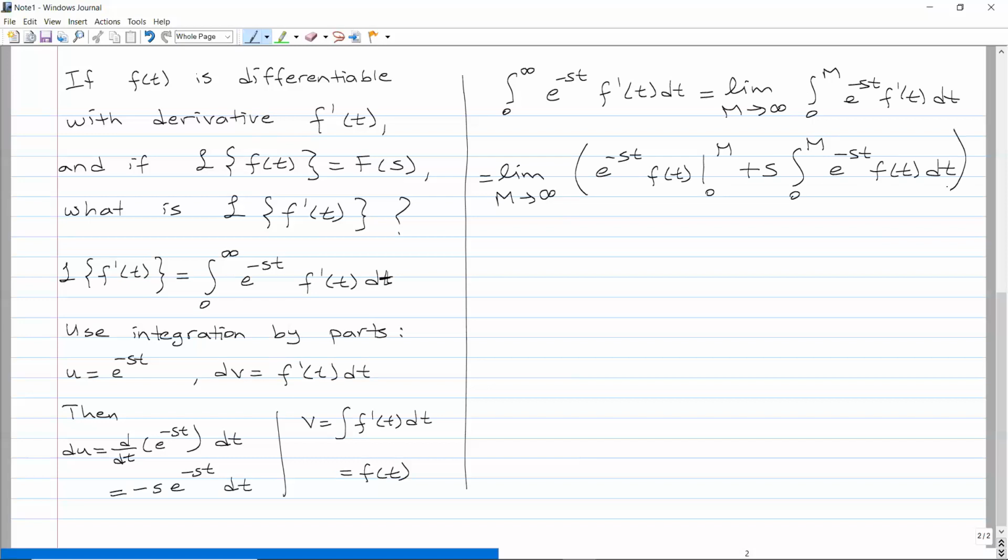So I have this integral, and we have the limit as m goes to infinity. If I substitute m for t, e to the minus sm, f of m, minus, then we substitute 0, e to the 0 is 1, we have f of 0. And plus s times, when I take the limit as m goes to infinity, this becomes the integral from 0 to infinity.